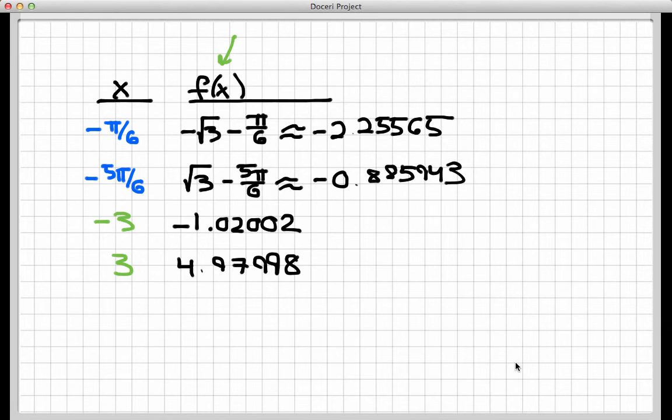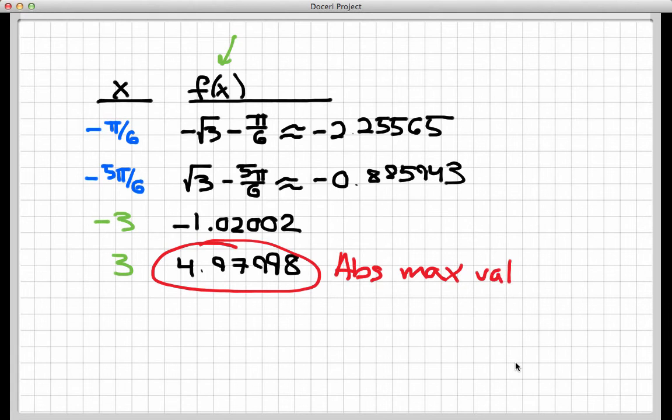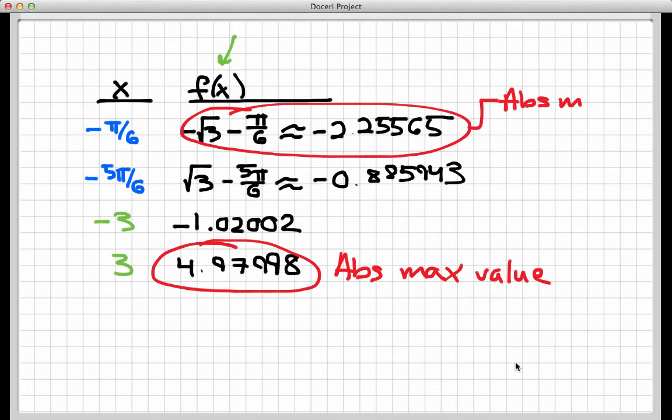Okay, so we've now evaluated the 2 critical numbers and the 2 endpoints of the interval into my original function f, and now I can make my final answer here. The largest of these values that I calculated is going to be the absolute maximum value. That would be this. So here's your absolute maximum value right there on the interval. It occurs at the extreme right edge of the interval, and it has a value of about 4.97998. Likewise, the smallest of these values is right here. This occurs somewhere within the interval at a critical number, so it's both a local minimum and an absolute minimum. But since it's the lowest of all these values, it's the absolute minimum value. It's exactly equal to negative radical 3 minus pi over 6, about equal to negative 2.25565.